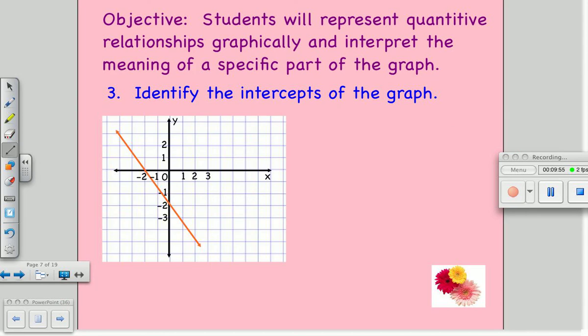All right, the intercepts of this is the last one we're going to do, finding intercepts. So the x-intercept is -2. I'm just going to abbreviate here. And the y-intercept is also -2.